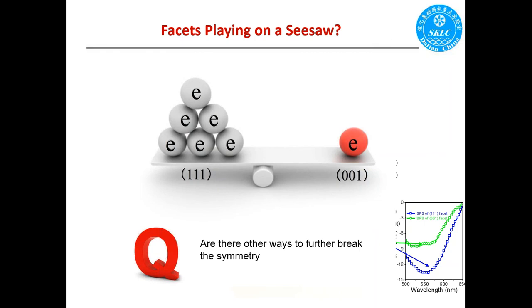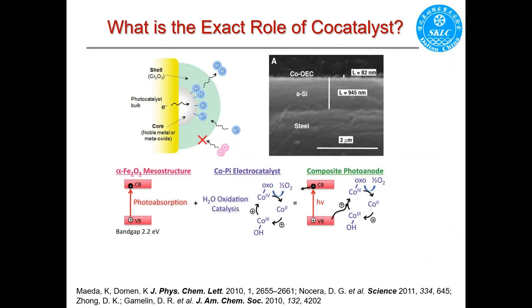I have mentioned that in photocatalysts, we are trying to extract both the electrons and the holes, so we have to find some way to further break this symmetry. In photocatalysis, most systems require the use of a co-catalyst, and people believe that the co-catalyst is used to accelerate the surface kinetics. If you look at the structure of the co-catalyst, you will see that it naturally forms an interface between the co-catalyst and the semiconductor.